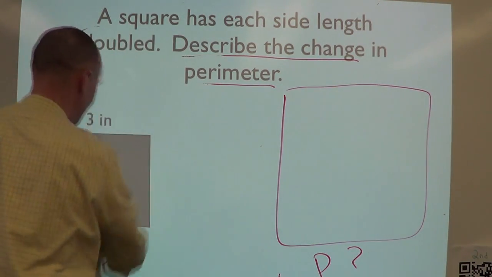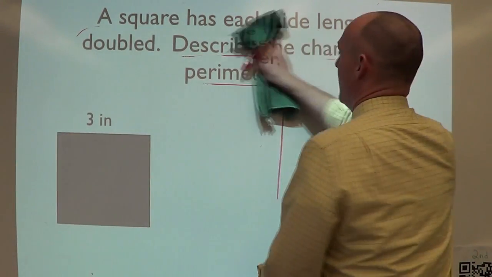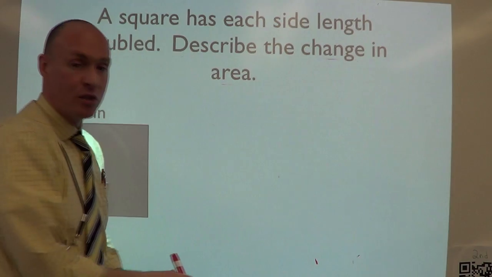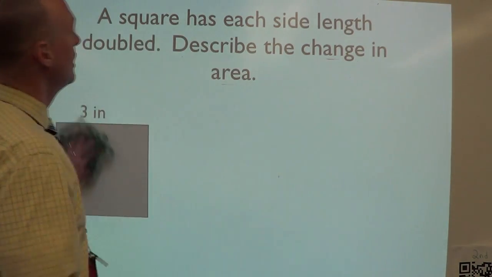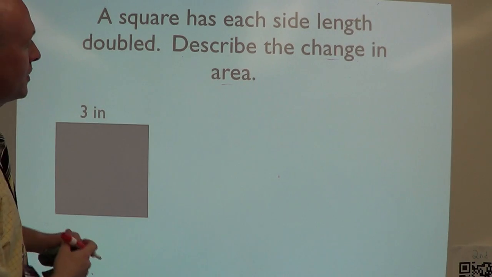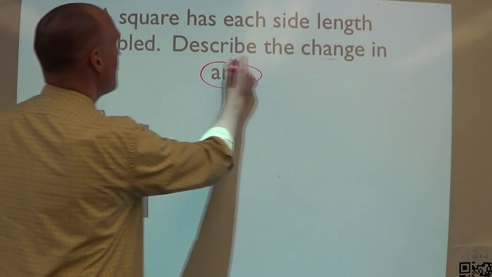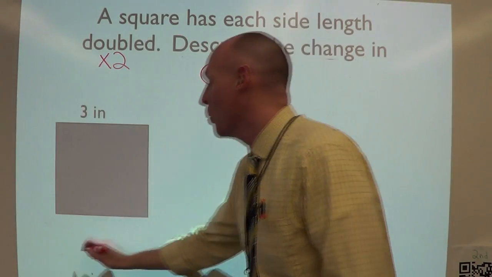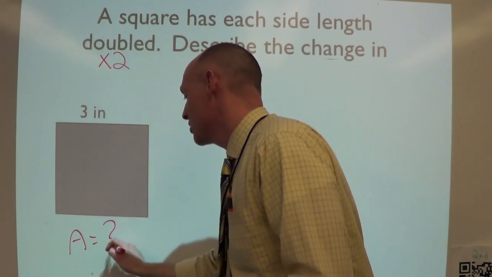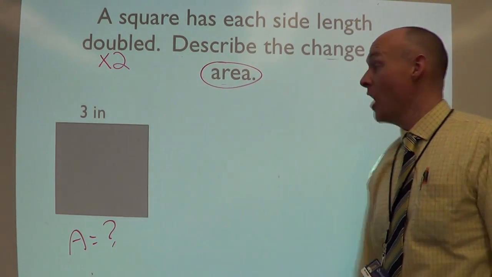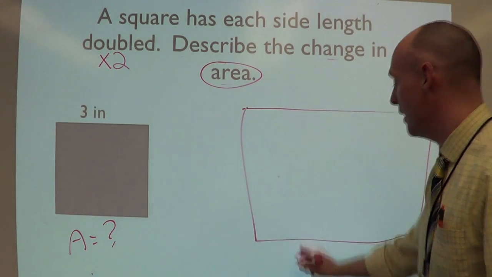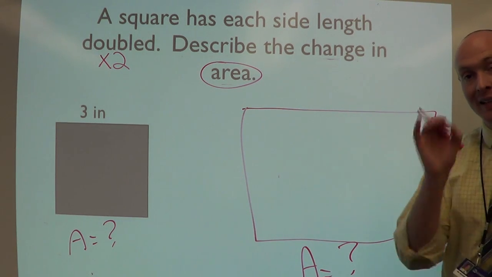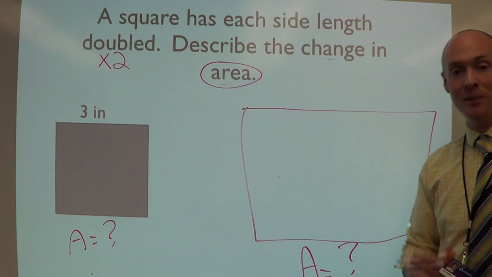One more, though. Erase that. I also want you to try it with area. A square has each side length doubled. Describe the change in area. Again, it's doubled, so it's times 2. What I want you to do is figure out what is the area of that square. And if we double it, I want you to figure out what the area of this square is. Okay? Give it a shot. We'll see you in class tomorrow. Good luck.